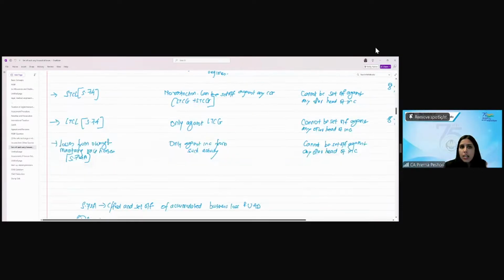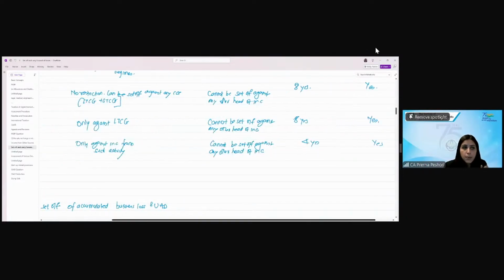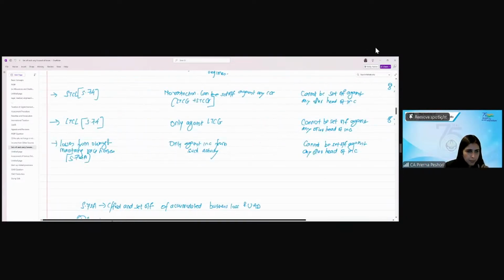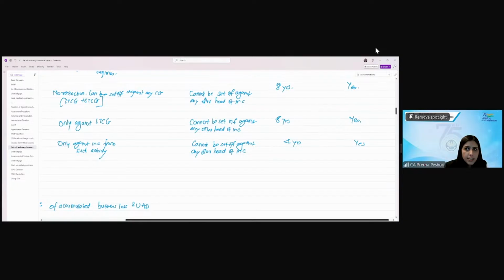Yes. STCL can be set off against the STCG, LTCG both. Cannot be set off against any other head of income. What is the time frame to carry forward? 8 years. But you have to file return of income on time. LTCL only against LTCG. Cannot be set off against any other head of income. 8 years is the time limit.